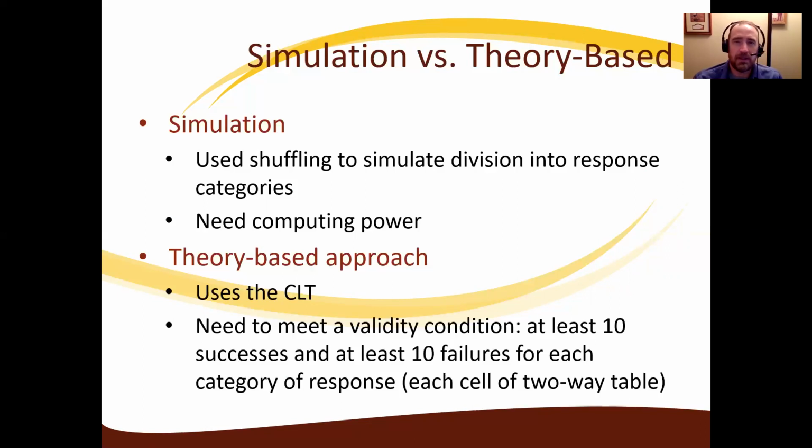One quick warning though, sometimes we have such large numbers that even modern computers can get somewhat bogged down. So if you have samples with many thousands of results in your sample, you may still decide to use a theory-based approach, even though you could do simulation, because the simulator might get bogged down from such a large sample.